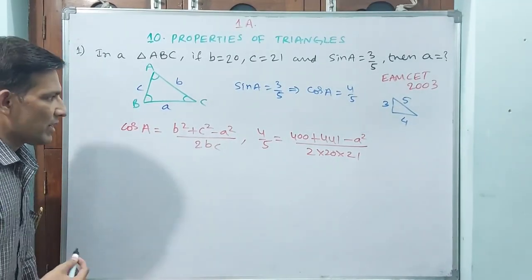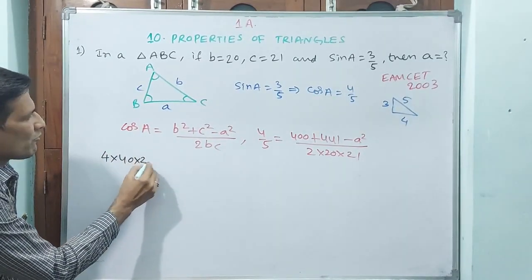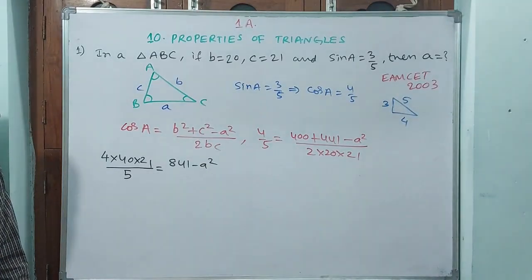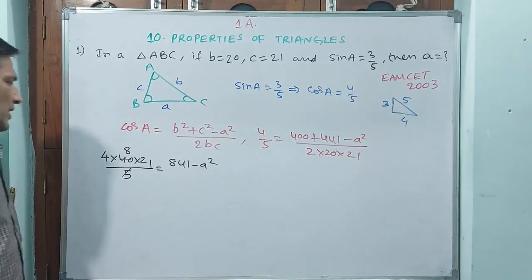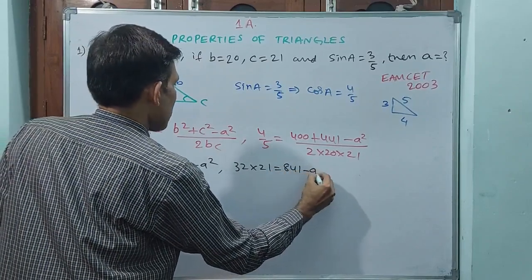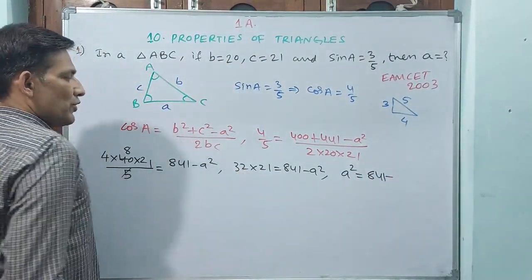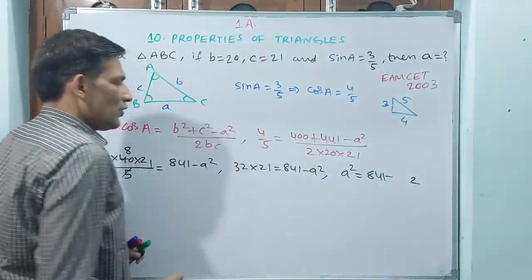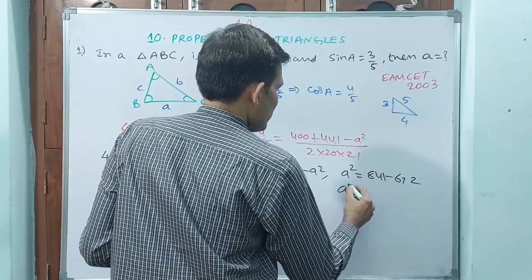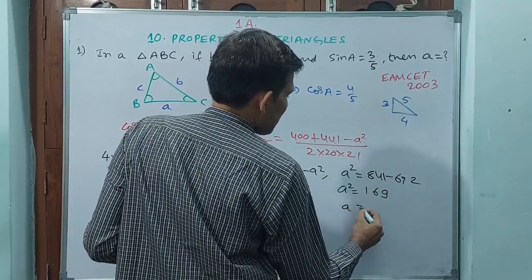Let us proceed further. See 40 into 21. 4 into 40 into 21 by 5 is equal to 841 minus a square. 5 8s are 40. 32 into 21 is equal to 841 minus a square, or else a square is equal to 841 minus, see 21 2s are 42, 21 3s are 63, 67, 672. A square is equal to 169. A will be 13.